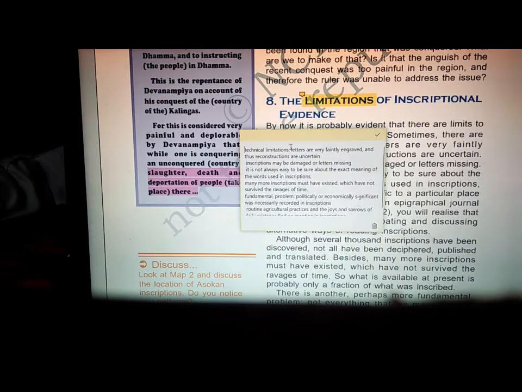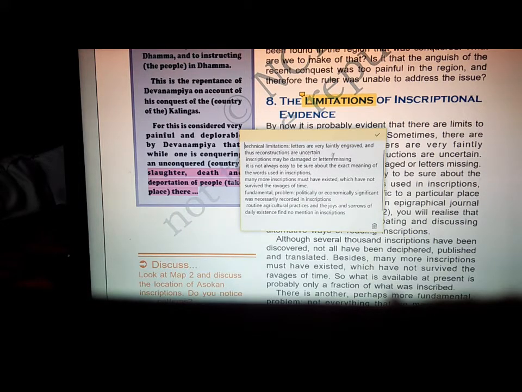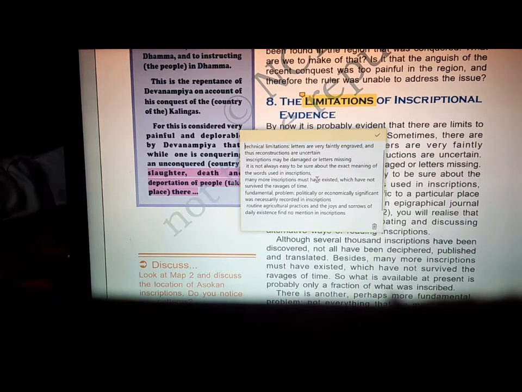Limitations. Now what were the limitations? Here they have given the limitations of inscriptions, why the inscriptions were not popular, or why they were not deciphered. There were so many problems with that. First of all, they have discussed technical limitations. Here they are saying that the letters were faint somewhere, and the construction was uncertain, and the letters were damaged or missing. These words cannot tell the exact meaning of what the word was, what the inscription was written for, and sometimes the inscriptions which existed at that time did not survive for a long time. So these were the technical problems or limitations, you can say.